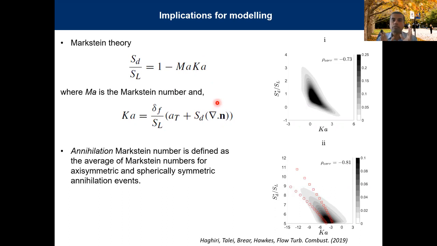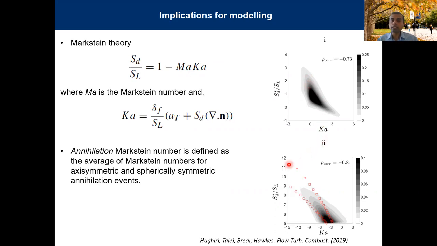And there are recommended values in the literature for the Markstein number. Now, if I look at the joint PDF of ST over SL and Karlovitz number, where ST star is a normalized version of ST, we don't need to go through that in this presentation, but it's similar to ST. I can see that there is a negative correlation, right? But it's not easy to actually identify one Markstein number. If we do the calculation, we will see that one single Markstein number is not going to work for the entire range of ST over SL.